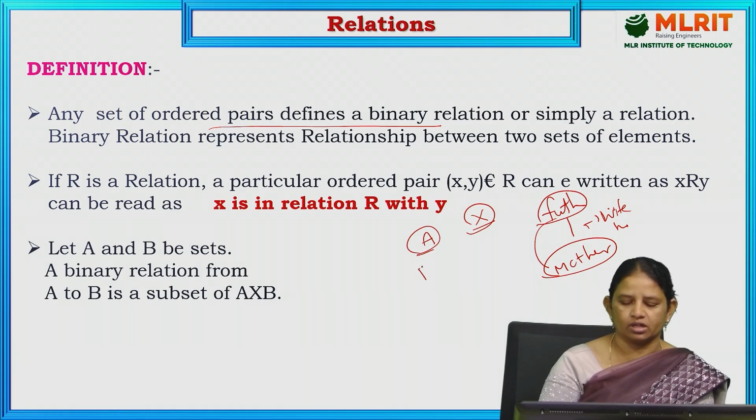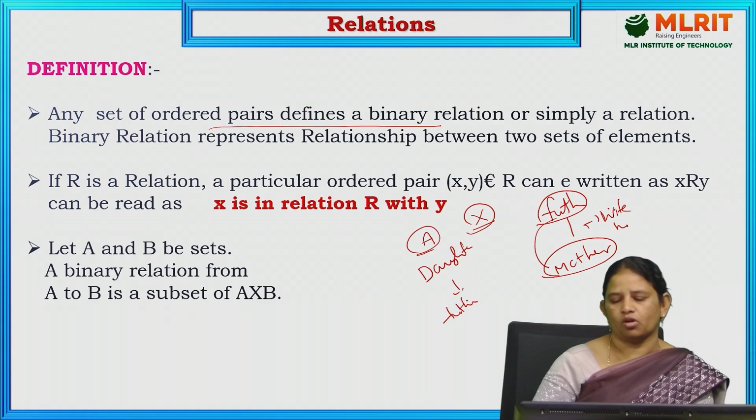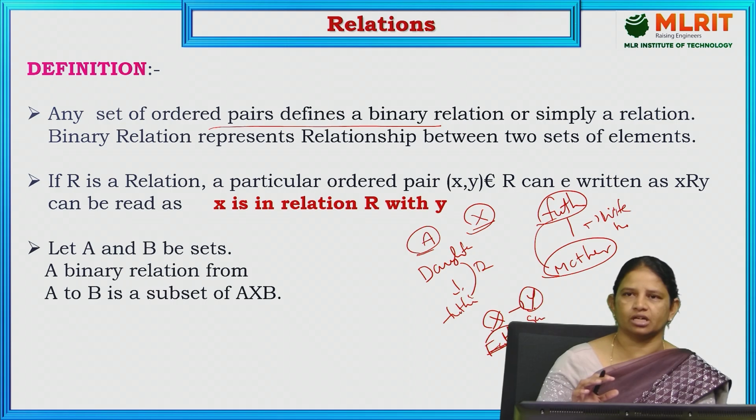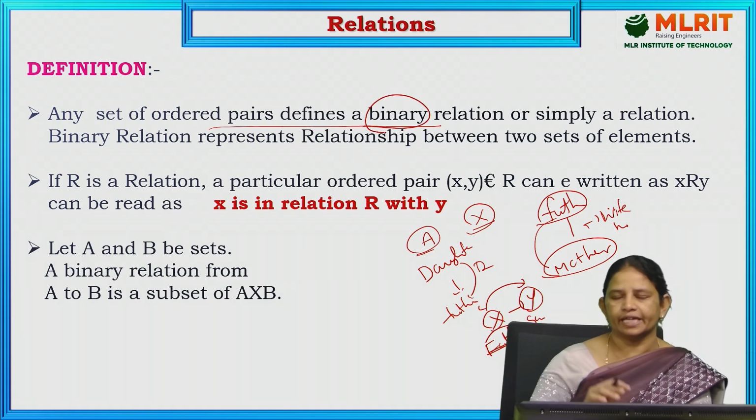For example, daughter, father. Father, daughter. So what is the relation? Daughter is the relation. Or it is X and Y: X is a father and Y is a son. So two elements X and Y having a relation, that relation is represented between two pairs. That's why it is called binary. That means two elements are present in the relation. That's why it is called a binary relation.